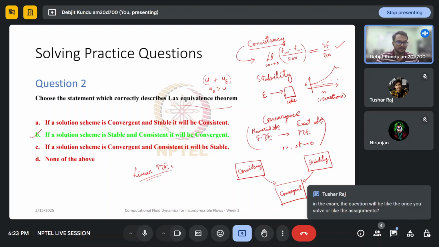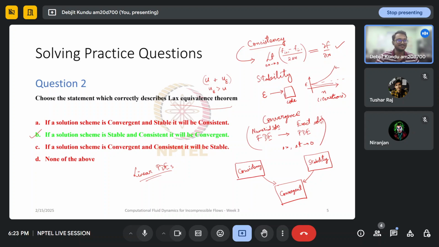In the exam, the question will be like the ones you solve or like the assignments. They are similar, right? The questions which I ask and the ones that are there in the assignments. So in the final exam, they will be like this. The topics covered will definitely be the same. The format might be a little bit different. I cannot guarantee that it will be all MCQs like the ones we solve here and in the assignment. There might be some numerical type questions and so on. I don't know the exact exam format of NPTEL, but the topics and things that we emphasize on, those will be the same.